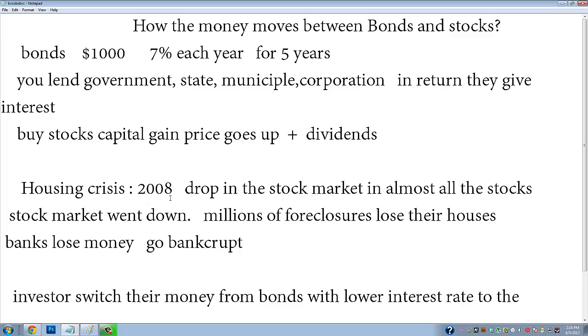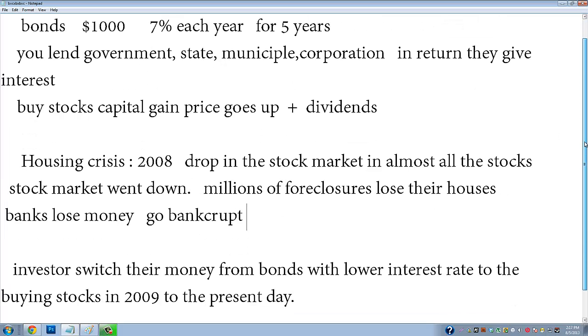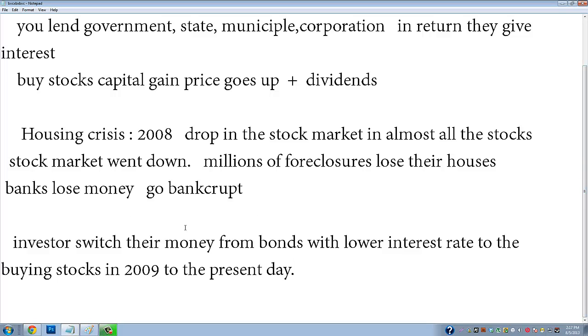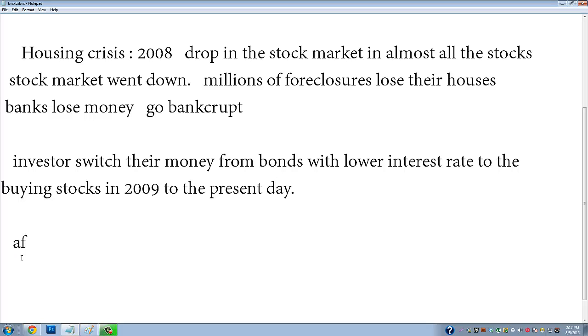Now, what happened after 2008? People who are lending the government money for 7%, what happened after 2008 for bonds? Now, since with bonds you just get paid from interest, and since the housing problem, people cannot pay, so the interest rate went down.